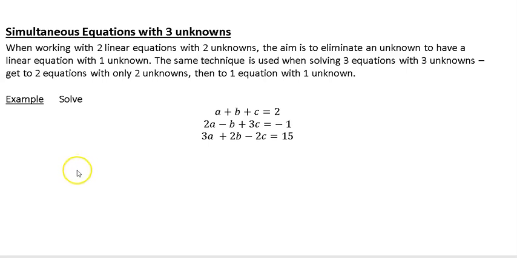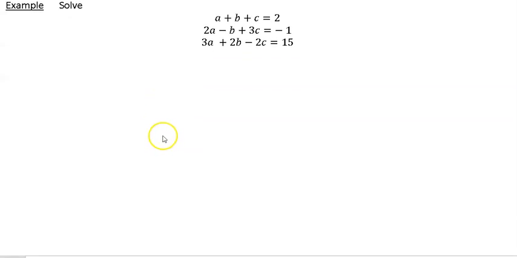Okay, we're now going to look in this video about solving simultaneous equations with three unknowns. So we've got a set of three equations here, and we're going to talk through how we go about solving these. Okay, so in the example, we have equation 1, 2, and 3. So they'll be labeled like this in the exam.